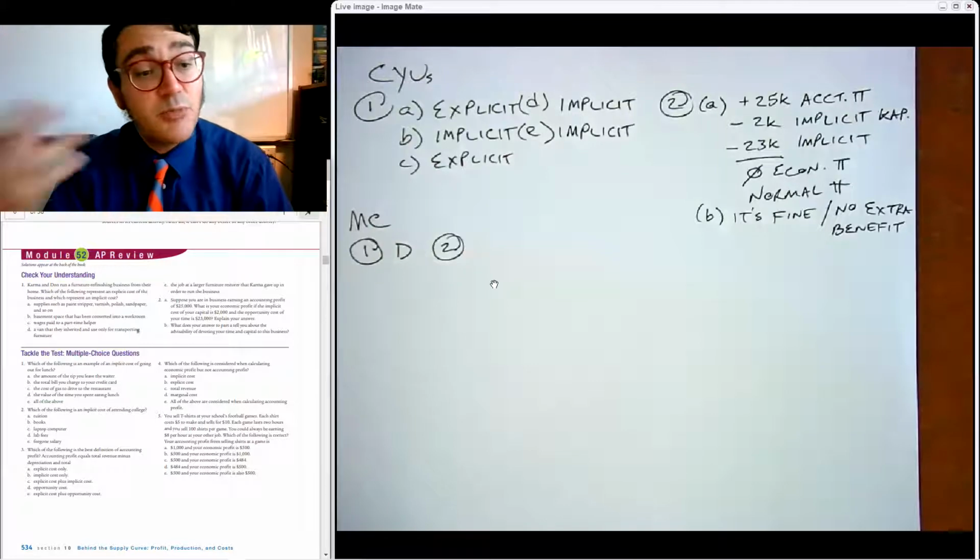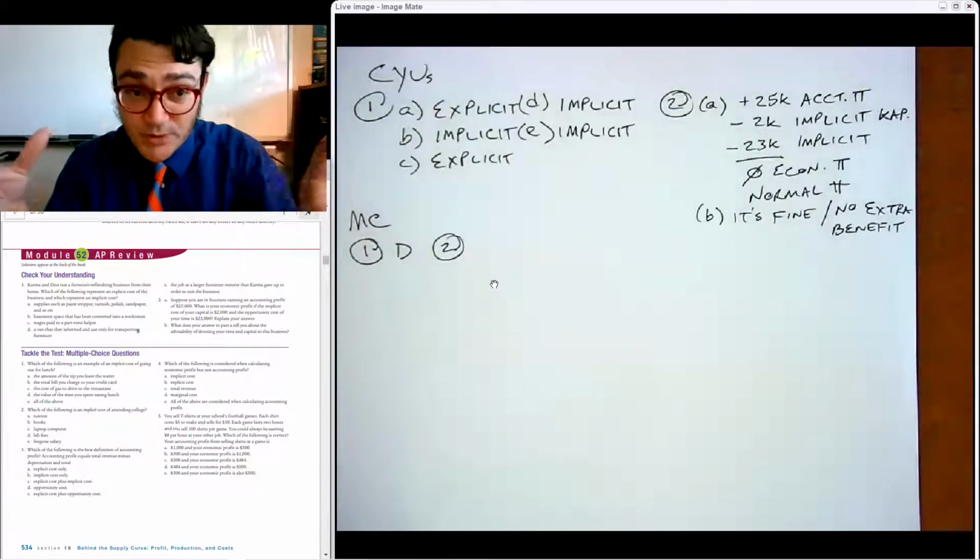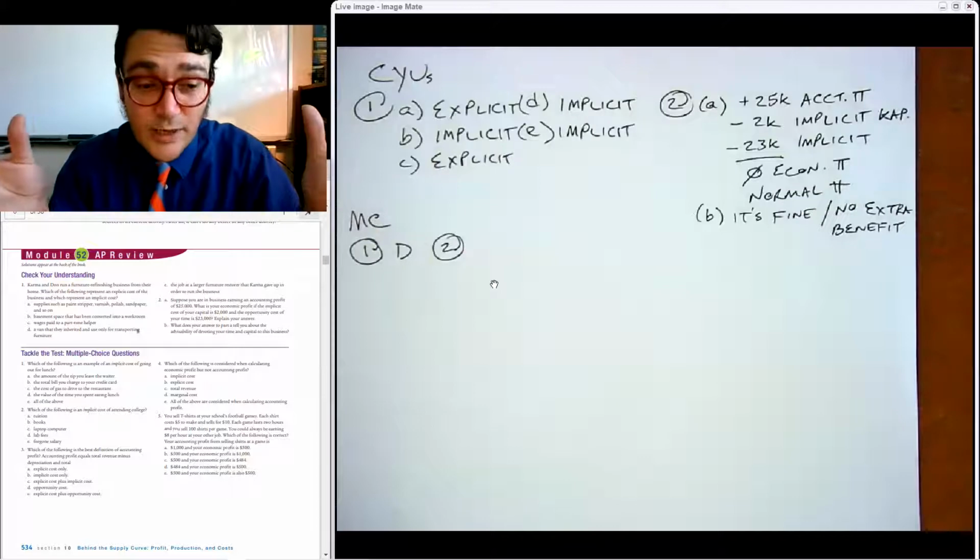Number 2, which of the following is an implicit cost of going to college? Tuition? No, because you spent money on that. Books? No, because the money's exiting your wallet, right?